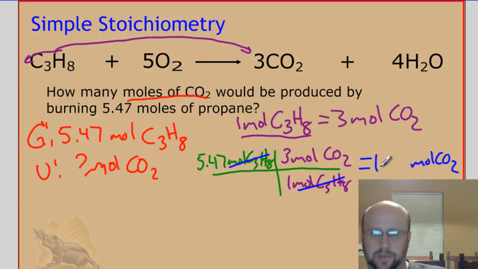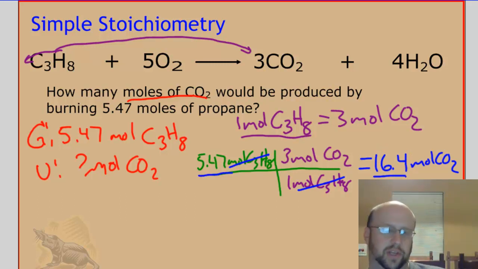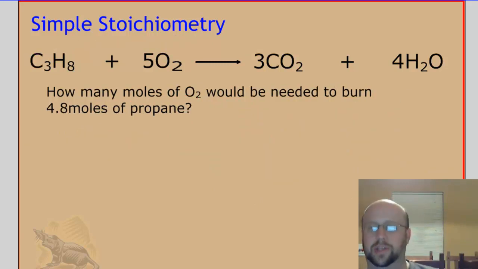And then we just punch it in the calculator. Punch it in the calculator, you're going to get something like 16.41. Got 3 sig figs here, 3 sig figs here. Yes, you have to do sig figs again, okay? All right, we're going to work one more, and then we'll have you guys try out some of these.